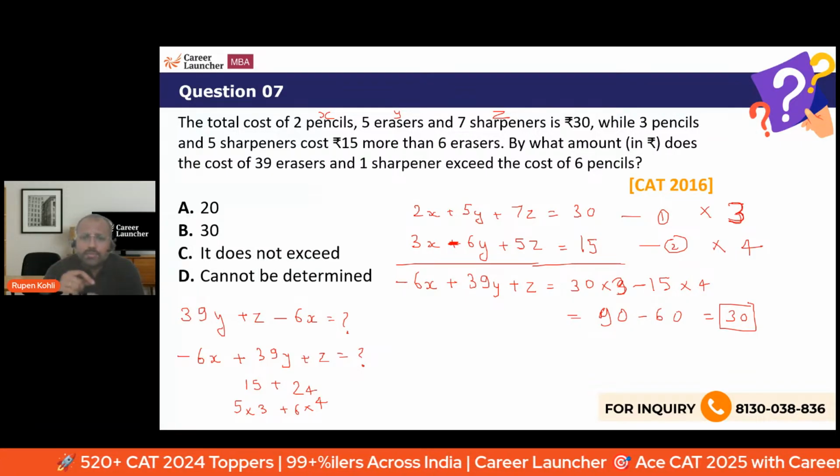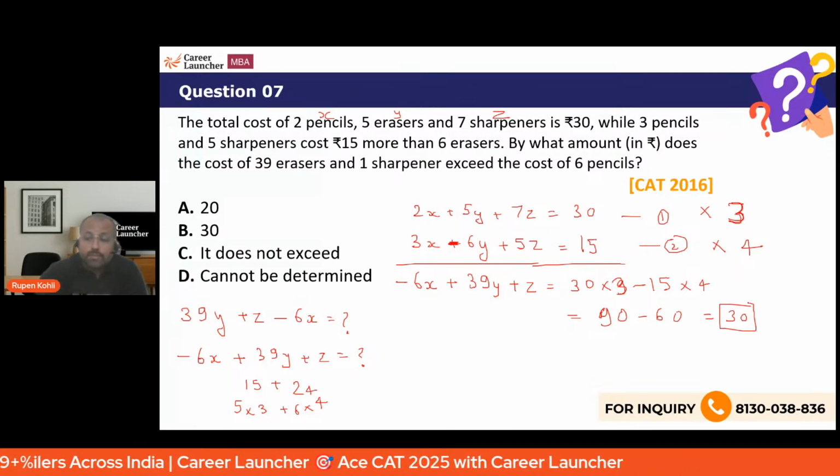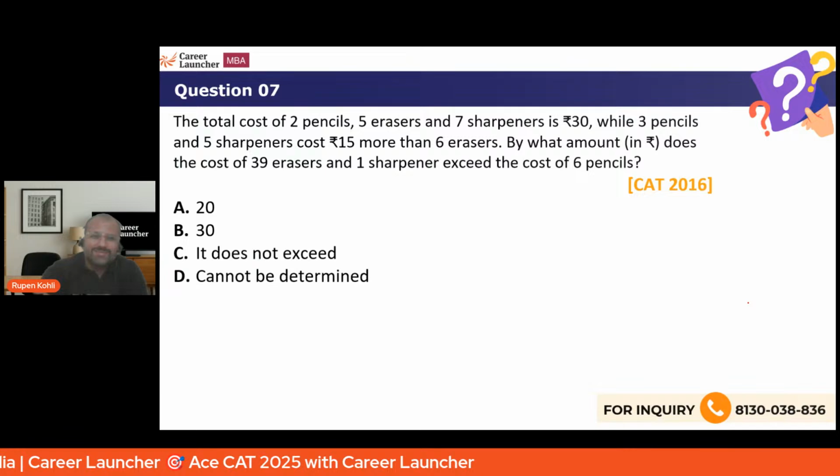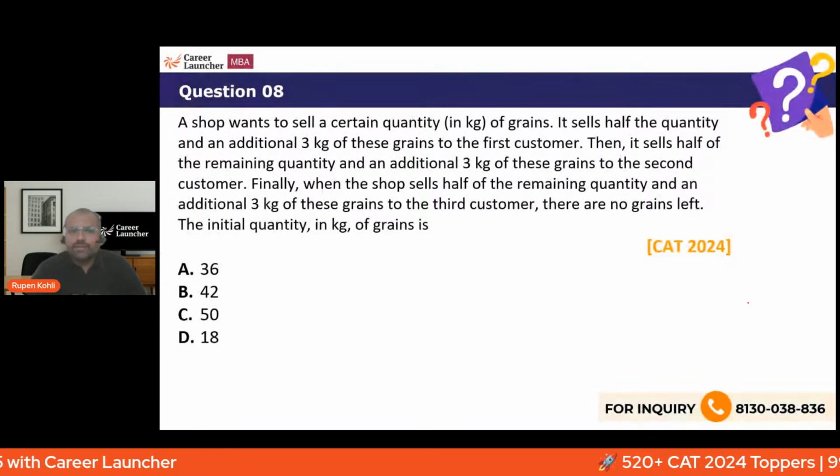If that does not happen, if your hit and trial does not work out, I have always given you the proper mathematical approach. Let's look at the next one. CAT 24 problem.